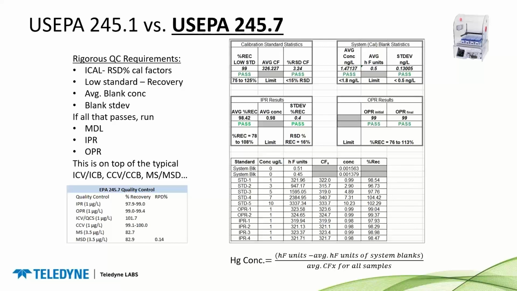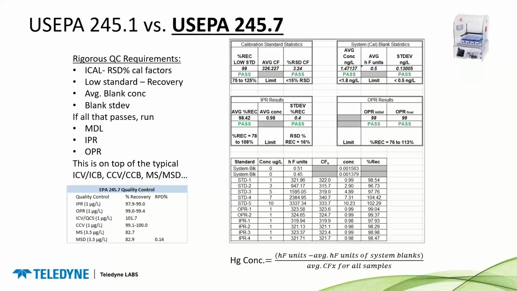So US EPA 245.7 does not use the classic linear regression to determine the concentration of mercury from the fluorescence results. It uses calibration factors, which is noted as CF subscript X, and it uses blank subtraction as well. So the final concentration of the sample is calculated, you can see it under the chart. It's HF units of the sample, subtracting the average HF units from the system blanks of the calibration, and then dividing that by the calibration factor average for all the samples in the sequence.